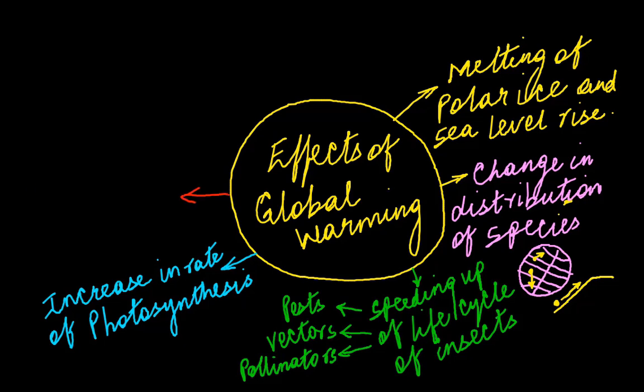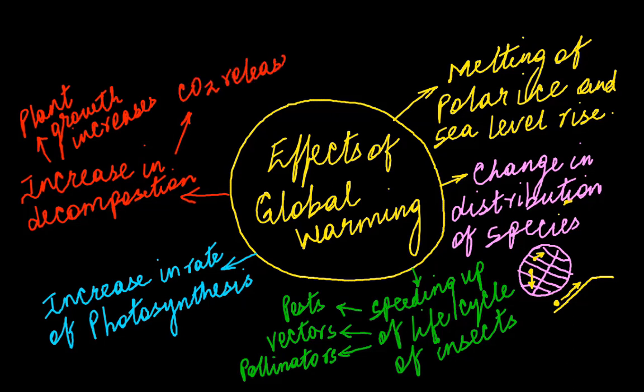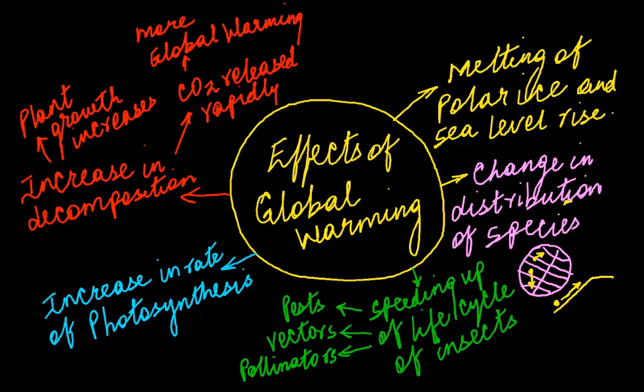There will be an increase in decomposition. That can be good for plant growth. Plant growth could increase, but there could be a harmful effect also. What's the harmful effect? Yes, CO2 is released more rapidly, and that could increase global warming. So that could lead to more global warming. Can you understand this? So that's another harmful effect of this.